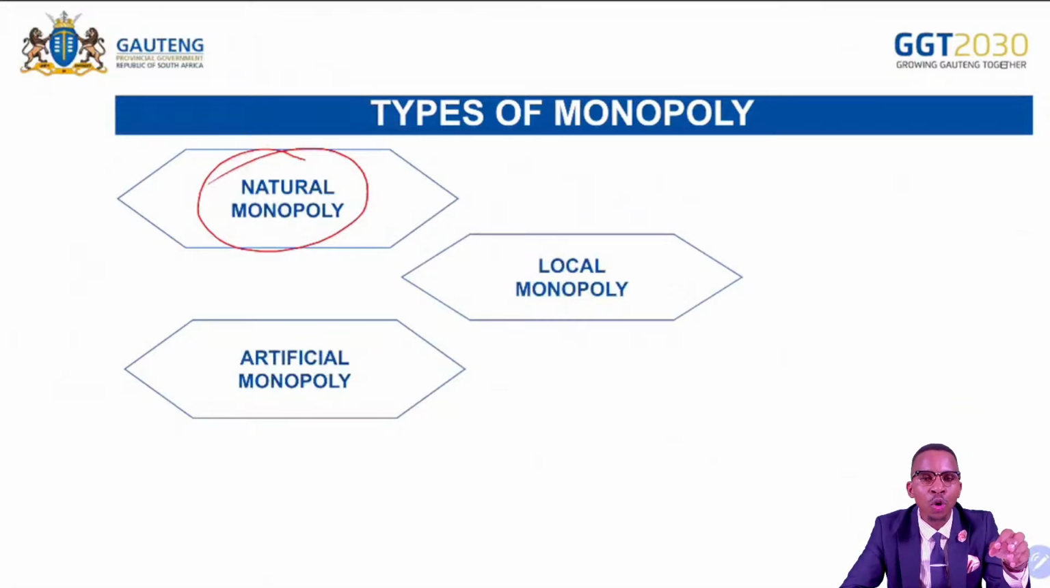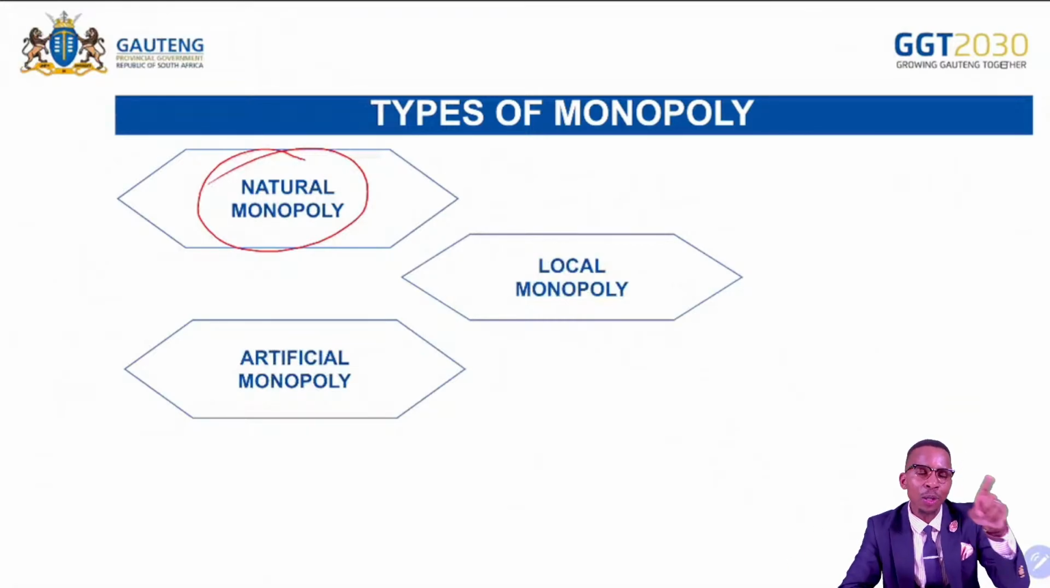We have local monopolies. Local monopolies refer to monopolies that prevail because of a geographical area. In this case, we mean the situation where there can be more businesses available in a country producing this particular product. However, in a particular geographical area, there is only one supplier of that particular product. So that particular supplier becomes a local monopoly.